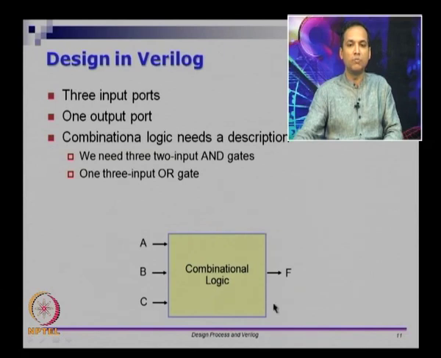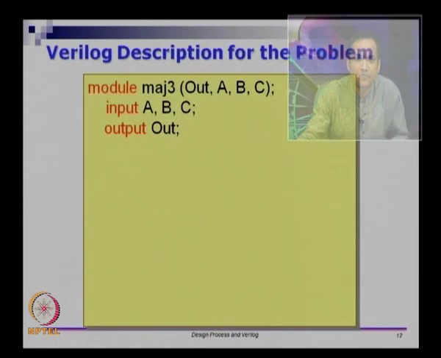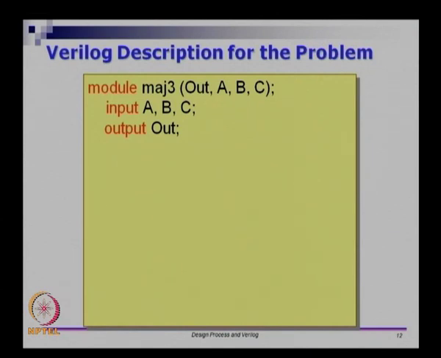This has 3 input ports and 1 output port. We still need combinational logic here. We already know that for AB plus BC plus CA, we will need 2 input AND gates and 1 3 input OR gate. Let's see how to write this in Verilog.